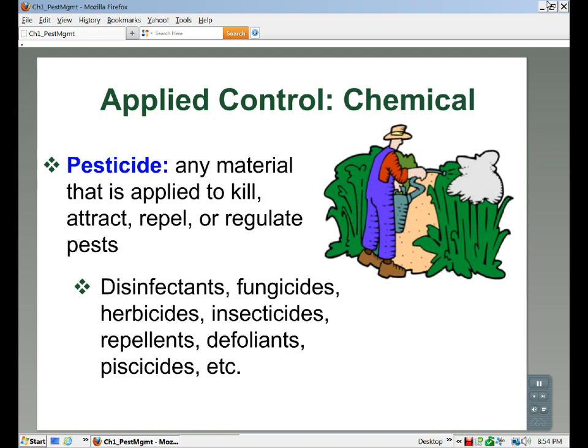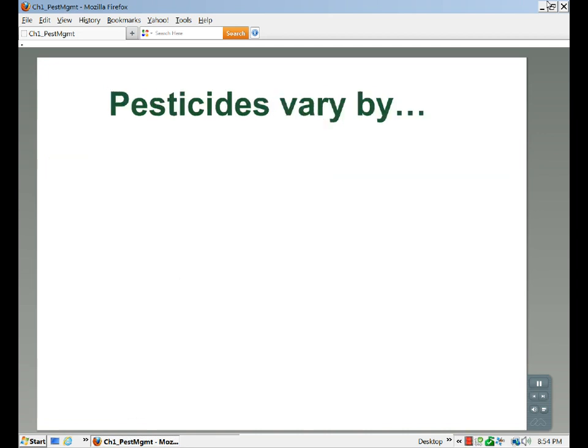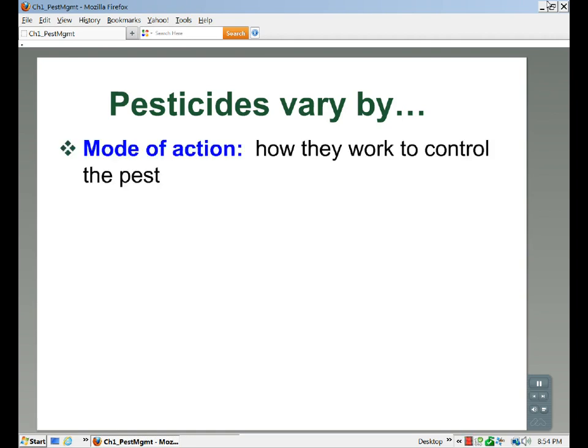Unfortunately, people sometimes use the terms pesticide and insecticide as synonyms, when in fact an insecticide is only one type of pesticide. Pesticides can be quite effective, quick-acting, and relatively easy to use. Pesticides vary in how they work to actually control the pest. We call this the mode of action, how they kill or control the pest.